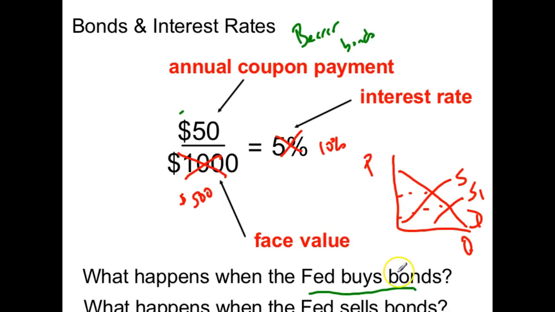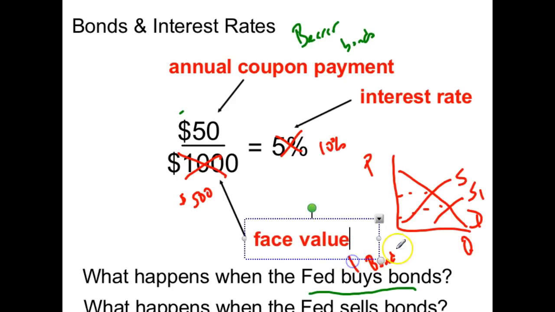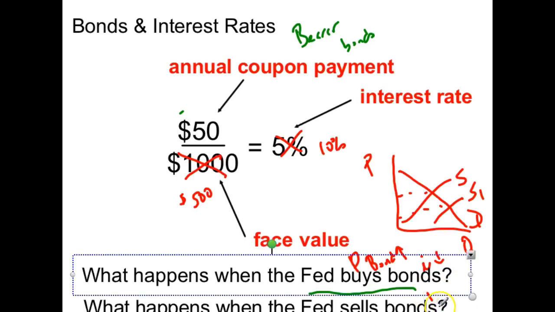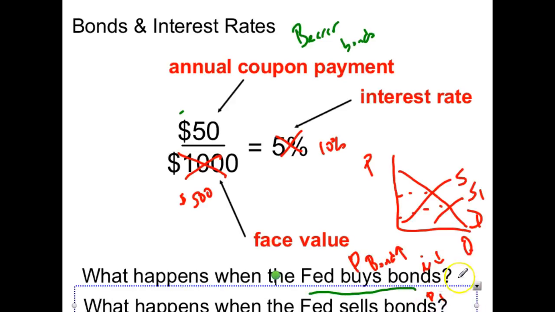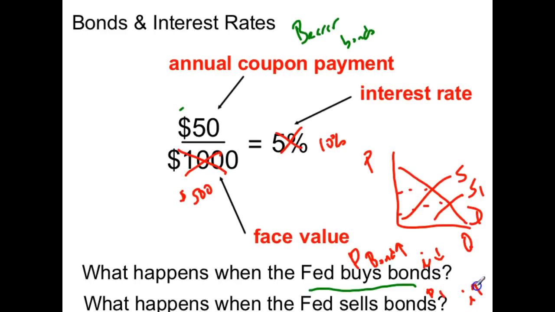So when the Fed is buying bonds, bond prices go up, right? The price of a bond goes up, but the interest rate that the bonds are paying goes down. If the Fed is selling bonds, the price of a bond goes down, and the interest rate goes up.